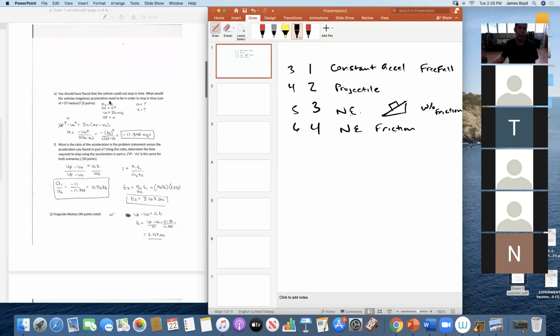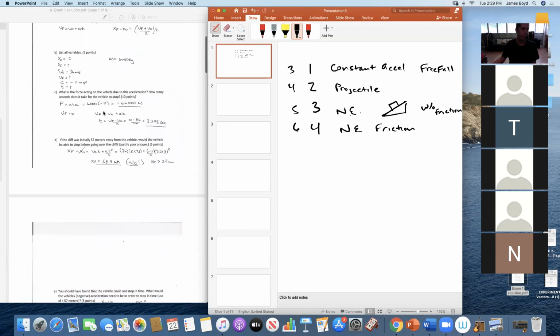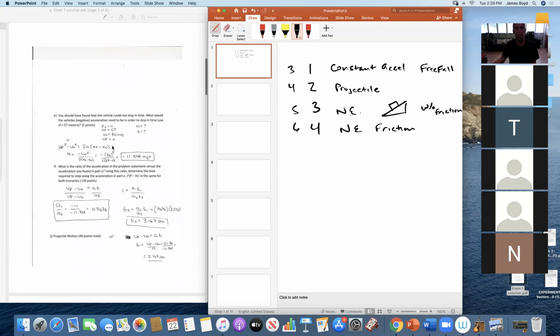All right, so this says, if the car cannot stop in time, what would the acceleration need to be to stop in time? And so that's a little bit weird. That's actually a bit of a red herring, because it says use X final is 57. You don't really need to use time to figure out what the acceleration needs to be. But in that case, you assume that you don't know A. The initial is still 36 or whatever it was. And X final would be 57.